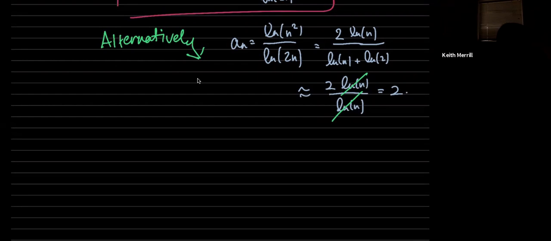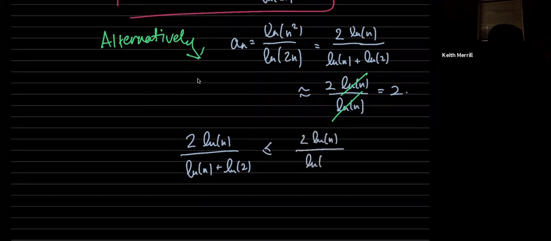So let's look at our sequence. If I write it like this, it is 2 ln n over ln n plus ln of 2. And I notice immediately that, as we observed a second ago, in order to make a fraction bigger, I can either make the numerator bigger or I can make the denominator smaller. So this expression is indeed smaller than if I just take away the ln of 2 from the denominator.